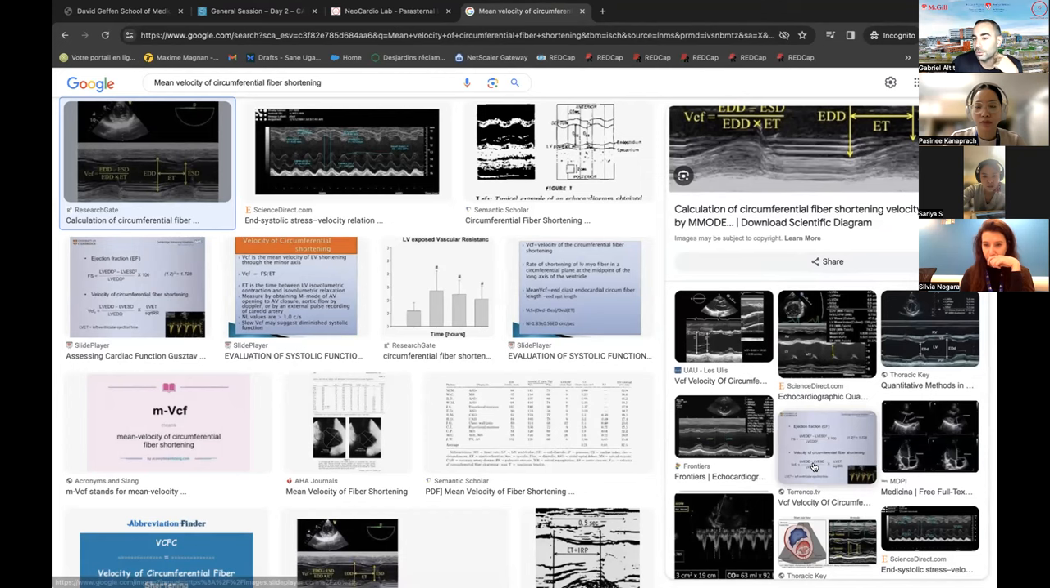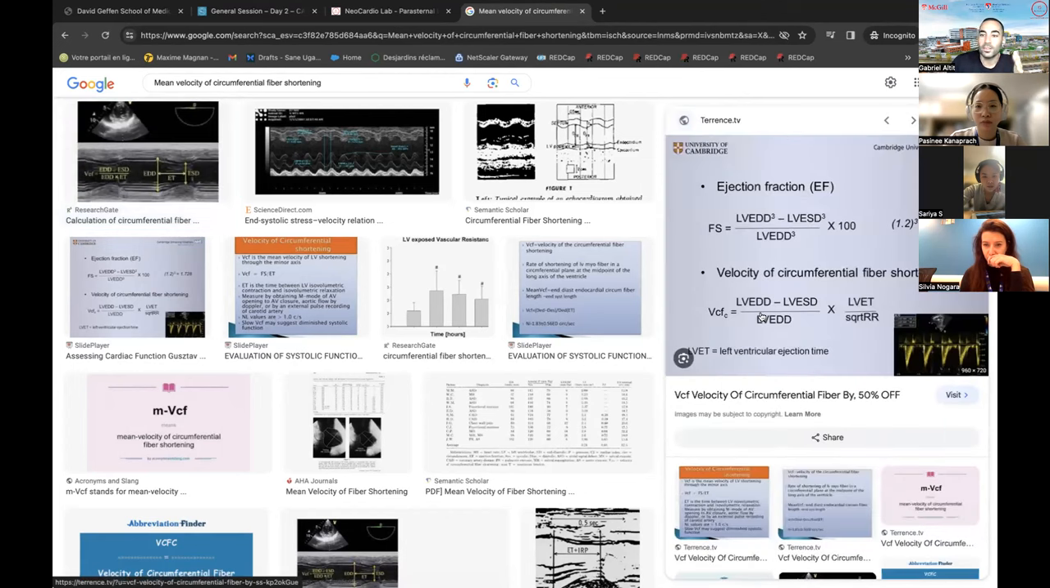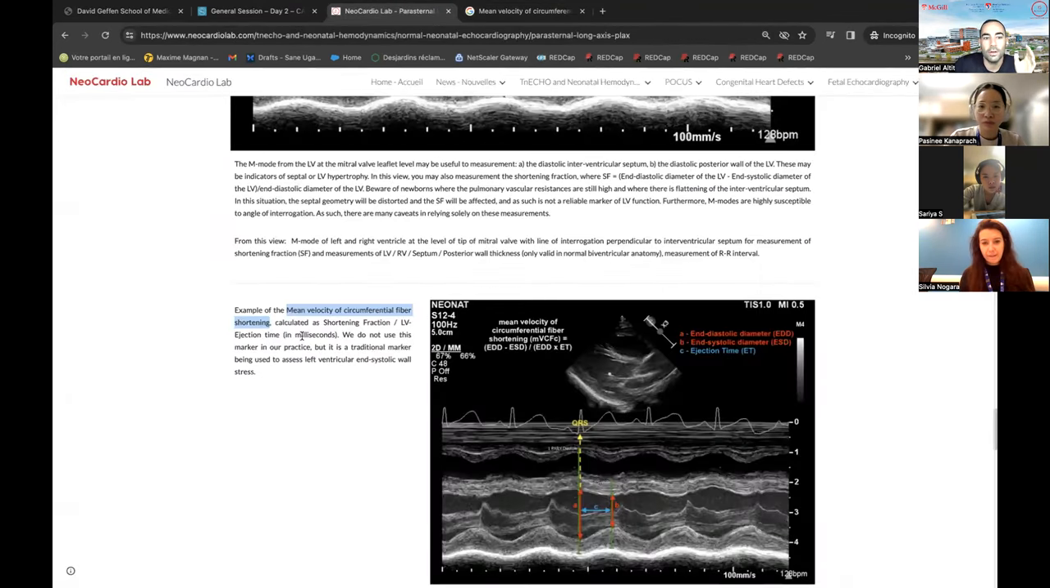Some other people do it differently, and that's why it's so important to say how am I doing the actual marker? How am I measuring it? You can see that this other technique uses the ejection time from the LV outflow tract instead of using the M mode ejection time to calculate this velocity of circumferential fiber shortening. So this marker is a marker of what? It's a marker of ventricular wall stress.